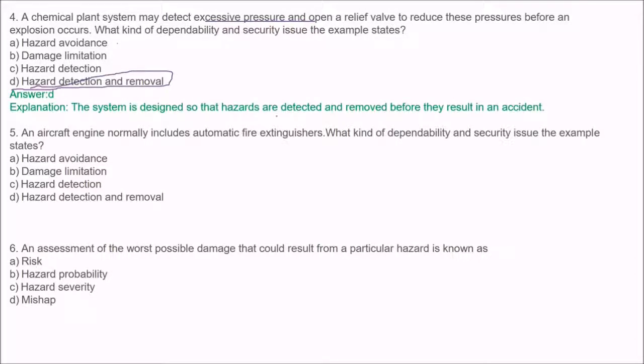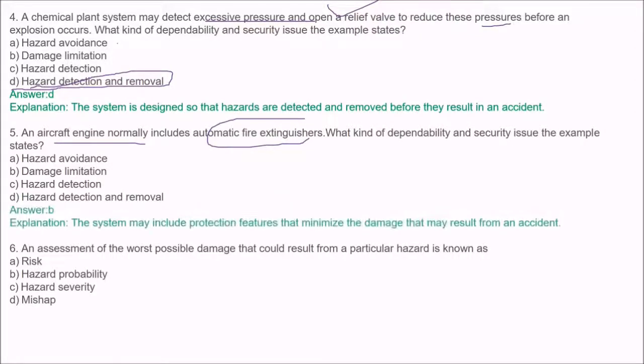The system is designed so that this kind of hazard can be detected and mitigated or removed before it results in an accident. Next, an aircraft engine normally includes an automatic fire extinguisher. What kind of dependability and security issue does the example state? An aircraft engine has automatic fire extinguishers. So the answer is B, damage limitation.